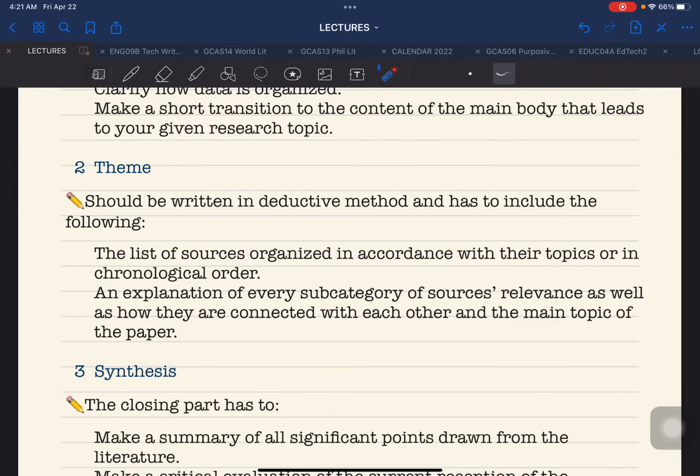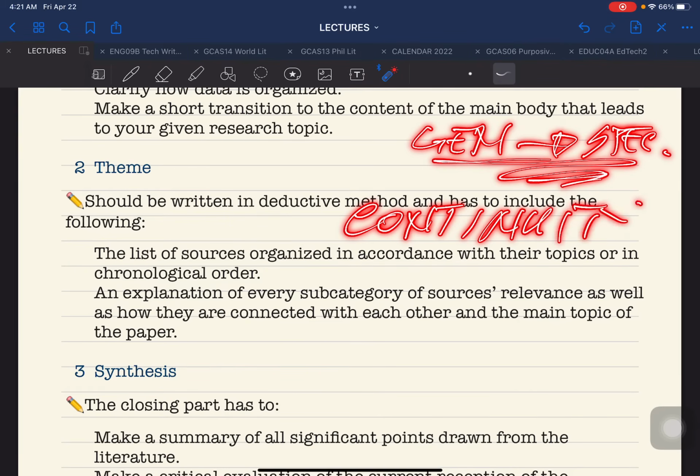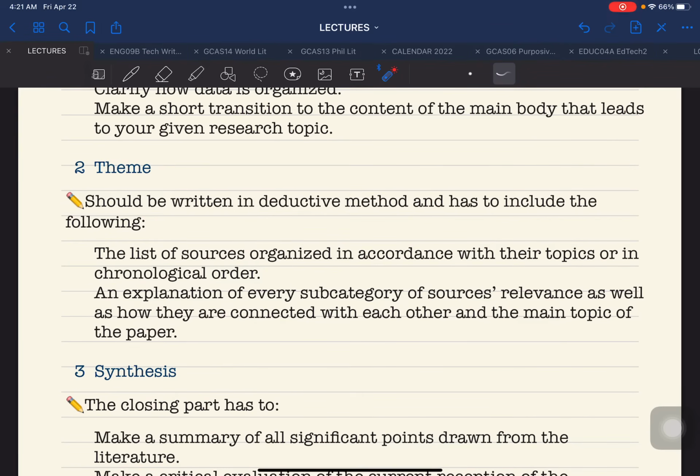The next one, an explanation, a discussion of every subcategory. Discuss, explain every subcategory of sources, their relevance, as well as how they are connected with each other. How are these topics from general to specific relevant or related to each other? So you have to maintain a continuity in the discussion, from the first category down to the last category that you are discussing.